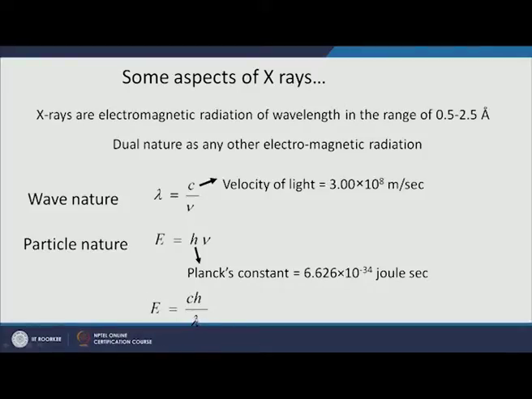So, if you see this equation here, if the wavelength is small, the energy of that particular electromagnetic radiation will be very high, and that is why visible light cannot go through our body.